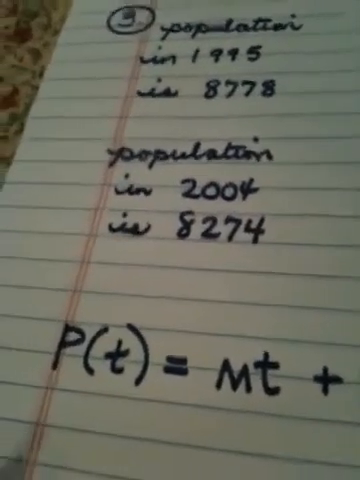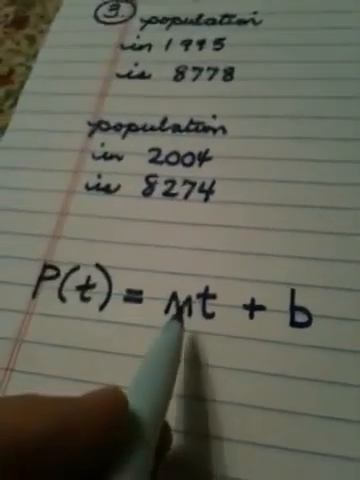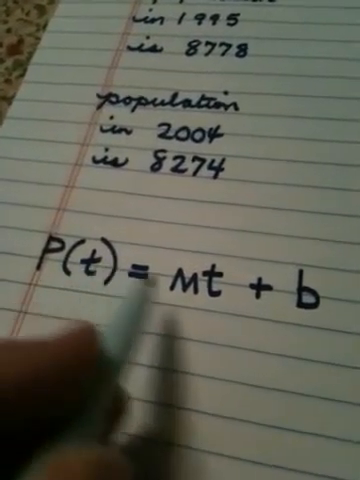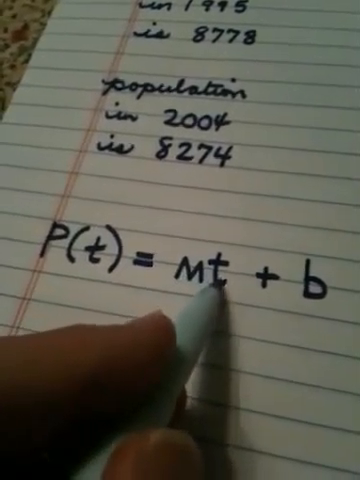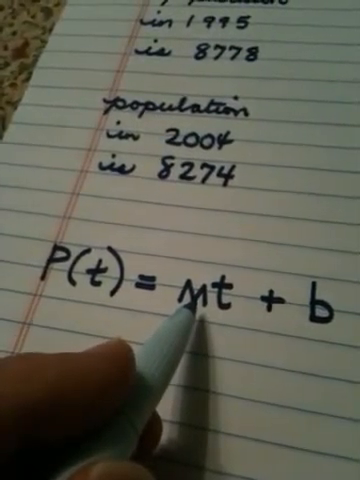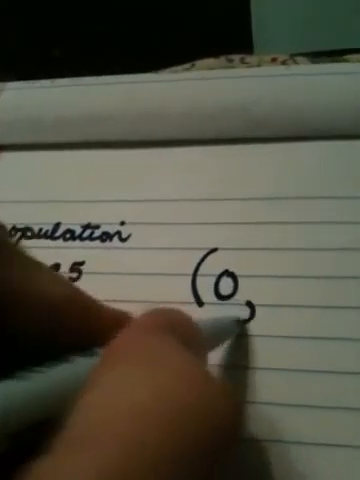T is the number of years since 1995. And, of course, I know we normally write mx plus b, but our variable here they chose was t, so we just call it mt plus b. To find the slope, I need two ordered pairs. Well, the population in 1995 was 8,778 people. As an ordered pair, I would write that as (0, 8778). And here is the reason.